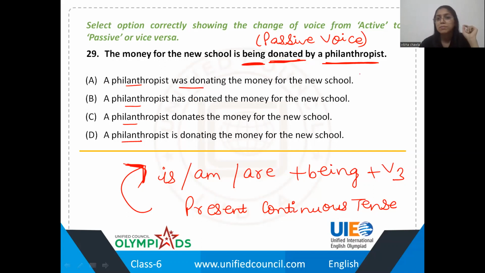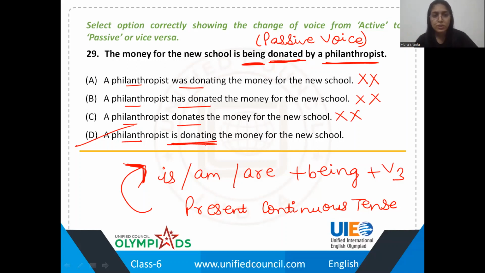Was donating. Past continuous. Ruled out. Has donated. Present perfect. Ruled out. Donates. Simple present. Ruled out. Only option we are left with is option D, and that is our correct answer. A philanthropist is donating. You see, present continuous, donating what? Donating the money for the new school. So option D is the right pick.